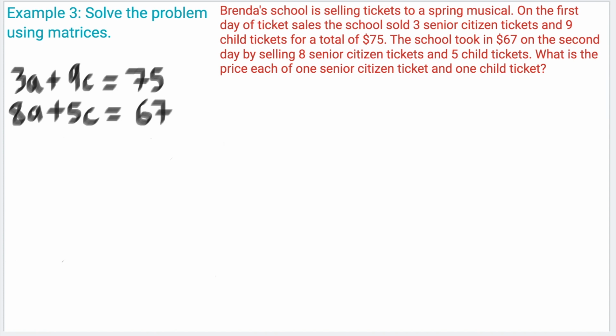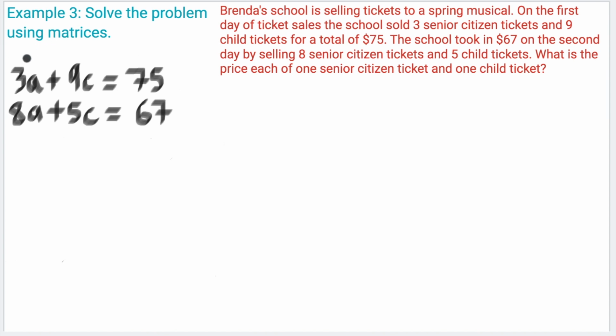The school took in $67 on the second day by selling 8 senior citizen tickets and 5 child tickets. What is the price of each senior citizen ticket and each child ticket? So the first thing we're going to do is come up with 2 equations that represent this math problem.